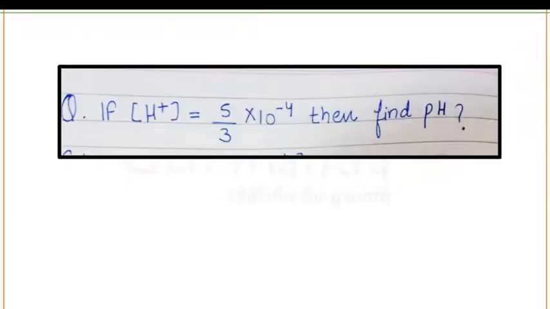Next question we have is based on pH. This is a very important and very simple question. You are given the concentration of H plus ions, that is equal to 5 by 3 into 10 to the power minus 4, and you have to calculate the value of pH. You have 30 seconds. Please do this question quickly.